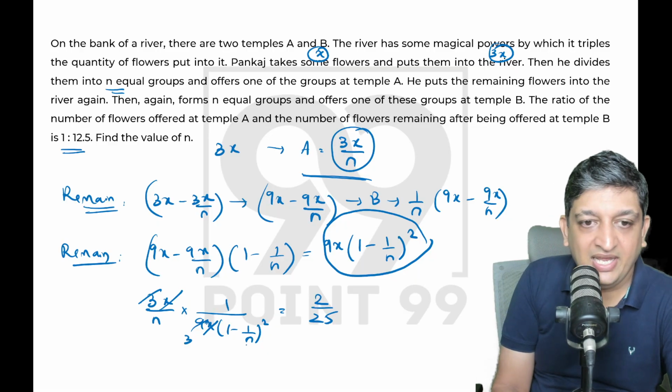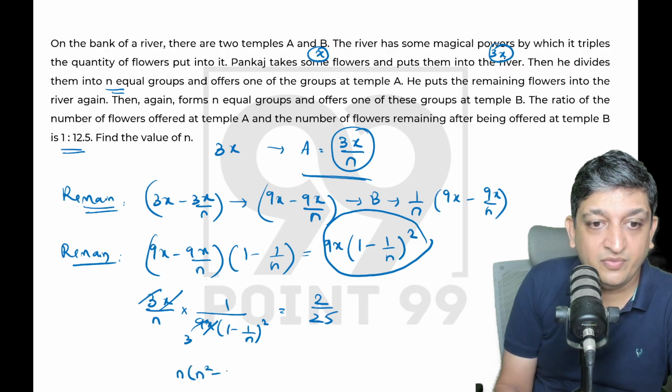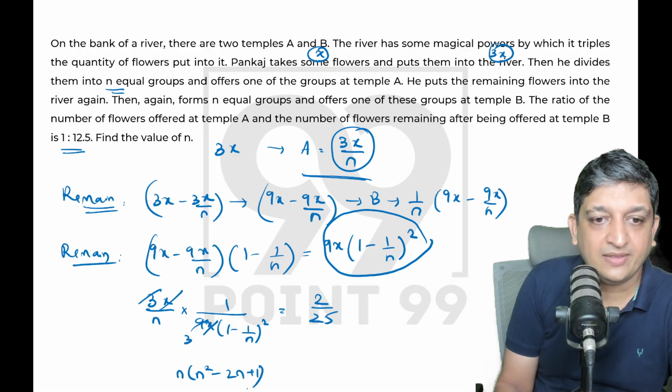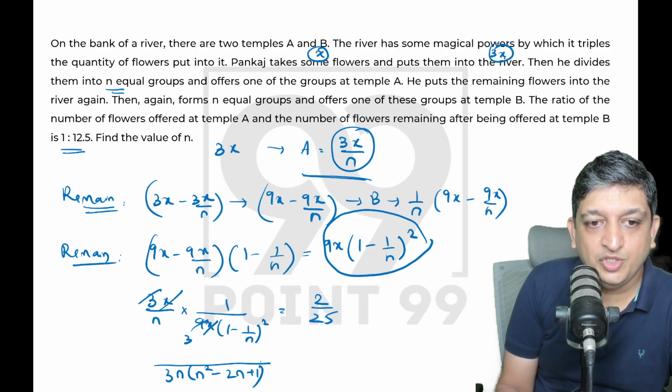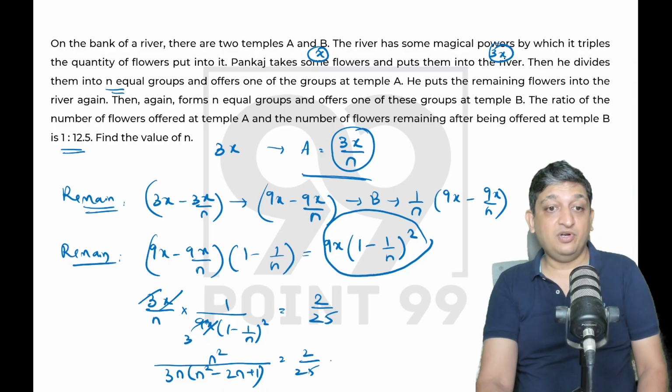So 1 minus 1 by n the whole square. So my denominator will now be n times (n minus 1) the whole square. So n square minus 2n plus 1. This will be my denominator and this will be multiplied by 3. And my numerator will basically be n square. So n square upon this one will be equal to 2 by 25. That is what we are going to get.